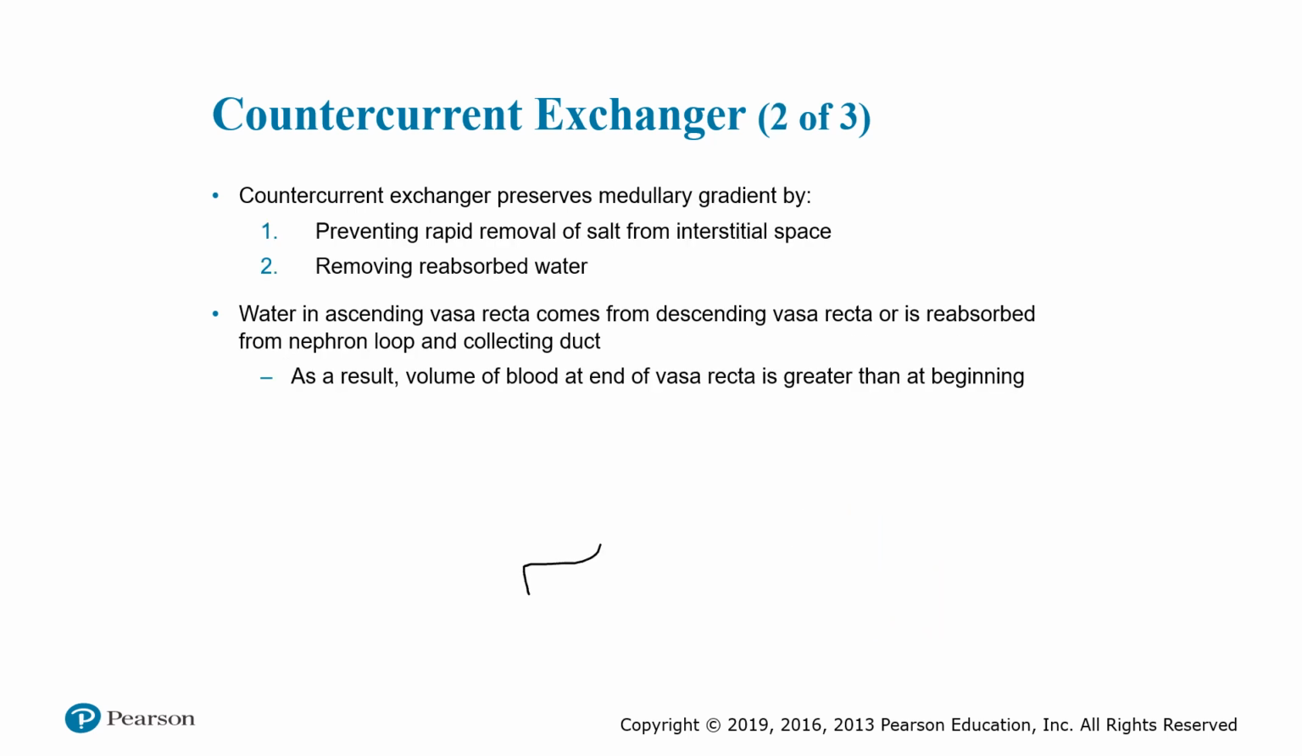Now, this countercurrent exchanger preserves the medullary gradient. And how does it do that? By preventing rapid removal of salt from the interstitial space and by removing the reabsorbed water. So it preserves the medullary gradient, which is made by the multiplier. Water in the ascending vasa recta comes from the descending vasa recta or is reabsorbed from the nephron loop and collecting duct. As a result, the volume of blood at the end of the vasa recta is greater than at the beginning.